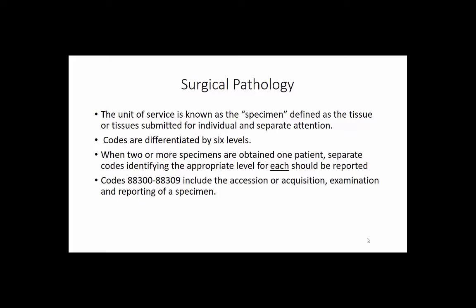Surgical pathology is the unit of service known as a specimen that is taken during surgery and submitted for individual and separate attention. The surgical pathology codes are differentiated by 6 levels, and when 2 or more specimens are obtained on one patient, separate codes identifying the appropriate level for each should be reported. So you may see a code reported twice if 2 different specimens were submitted. Codes 88300 through 88309 include the acquisition of the specimen, the examination, and the reporting of the specimen.